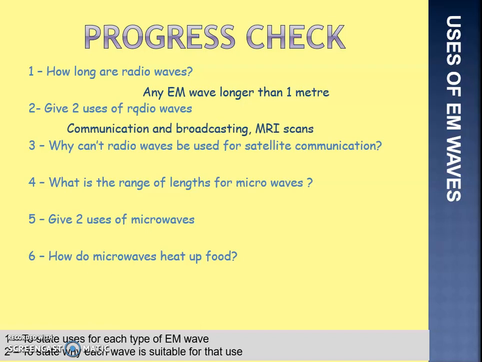Why can't radio waves be used for satellite communication? It's because the wave cannot pass through the ionosphere. It gets reflected back onto the surface of the Earth.